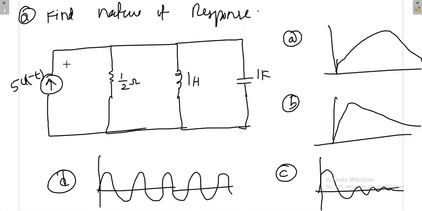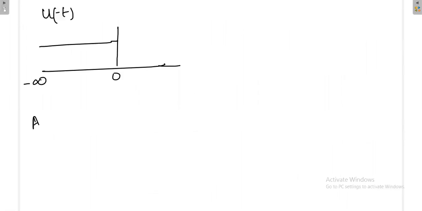That means what? After t is equal to 0, this is like a source-free circuit. Now again, once at t is equal to 0 minus, what is the nature of the circuit? At t is equal to 0 minus, the circuit is in steady state. So this is a current source with 5 ampere.